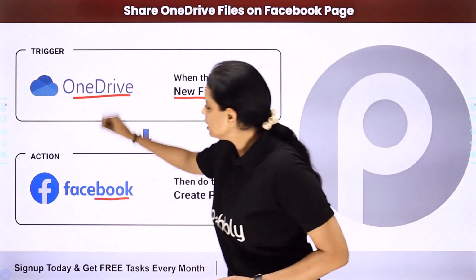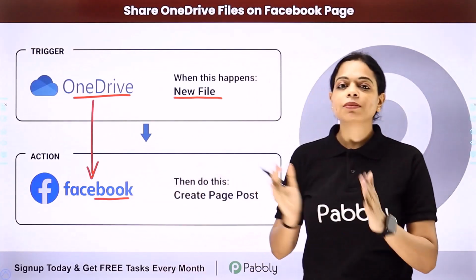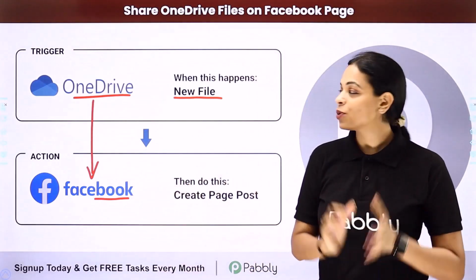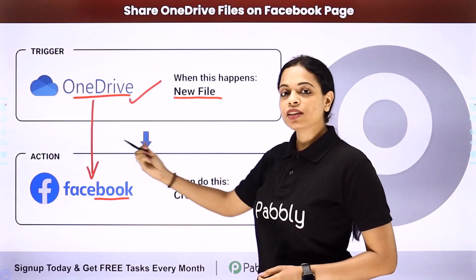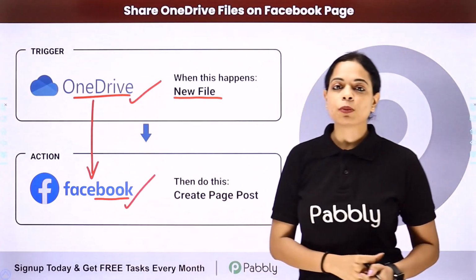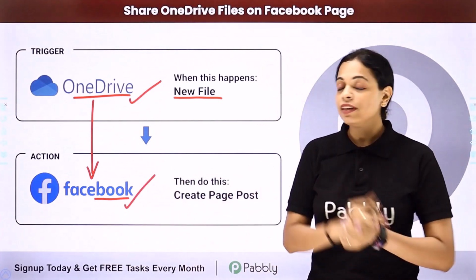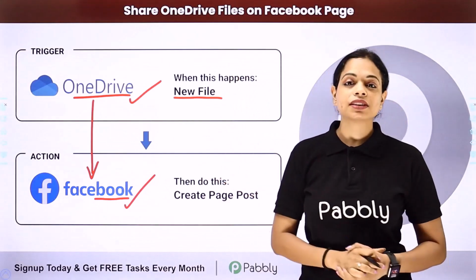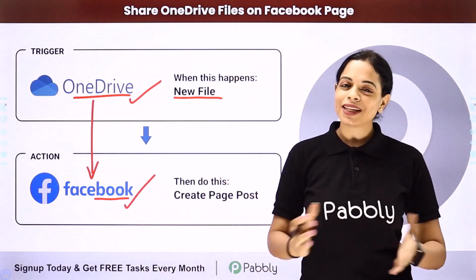For this, you will have to integrate the two applications, and the same thing can be done using Pabbly Connect software. So here your trigger application will be OneDrive and your action application will be Facebook page. Now, how can you do this yourself? Integrate and automate this entire process. To understand that, let me take you to my screen.